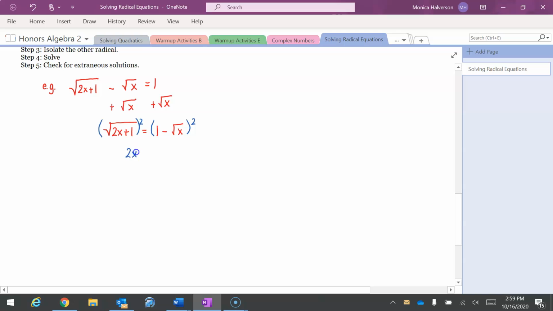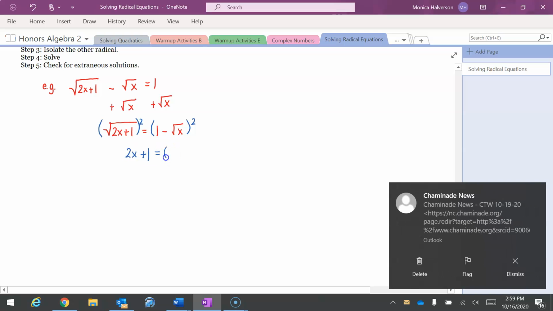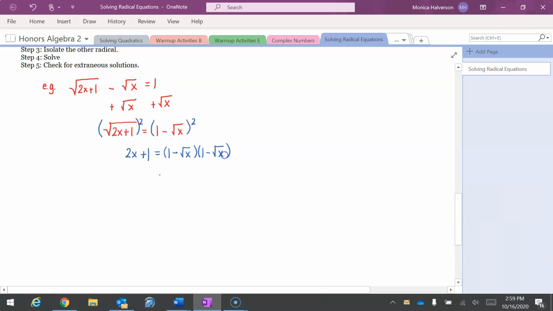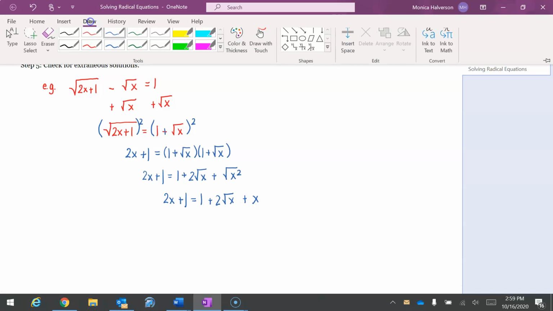And we get 2x plus 1 is equal to 1 minus the square root of x times 1 minus the square root of x. So we get 2x plus 1 is equal to 1 minus 2 square root x plus the square root of x squared. And I just noticed this should be plus, so that would yield you that. Sorry about that. So then we simplify and we get 2x plus 1 is equal to 1 plus 2 square root x plus x. So now we still have a radical.